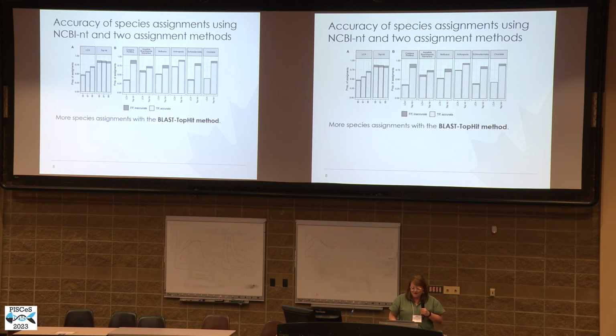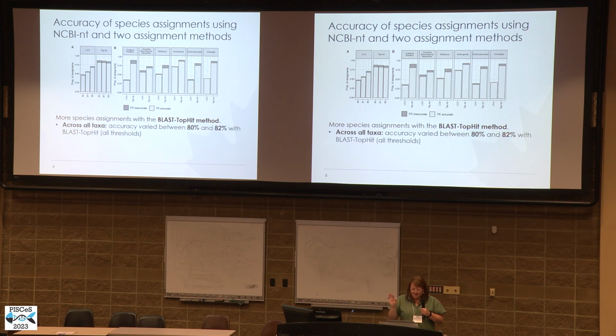And we can see, as expected, higher assignments, or proportion of assignments, using the top hit method, which makes sense because you're assigning for sure to the best hit. But what surprised us is that the proportion of inaccurate assignments was not that large. So we could still achieve good assignments even though we were using the top hit method.